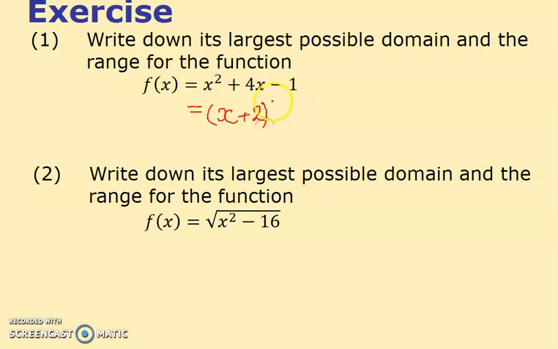I'm going to write x plus 2 all squared. Remember, you take away the square of the 2. 2 squared is 4. Obviously, you have to half the 4 to get the 2. That was the trick. Don't forget the minus 1. So this is x plus 2 all squared minus 5.